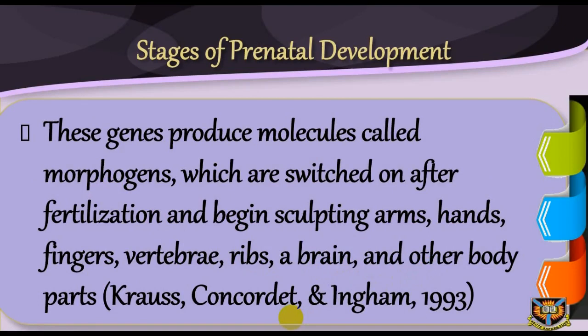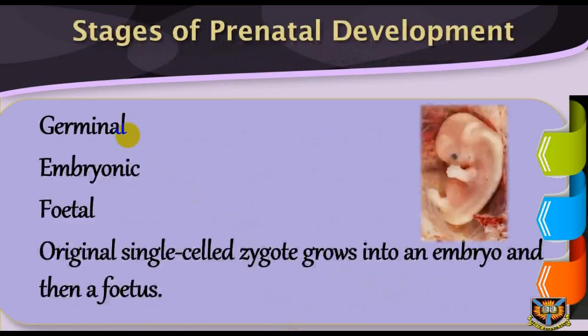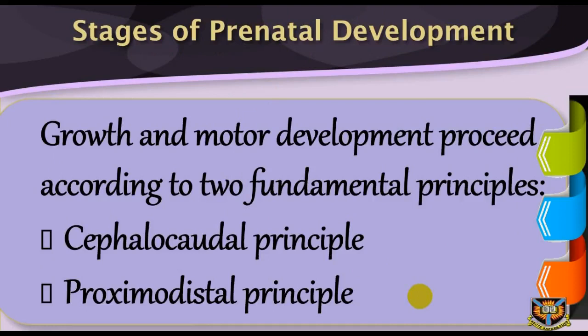Prenatal development takes place in 3 stages: germinal, embryonic, and fetal. During these 3 stages of gestation, the original single-celled zygote grows into an embryo and then a fetus. Both before and after birth, growth and motor development proceed according to 2 fundamental principles.